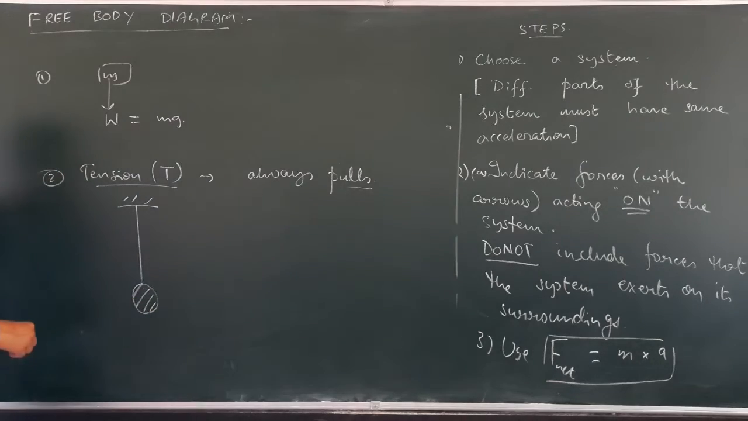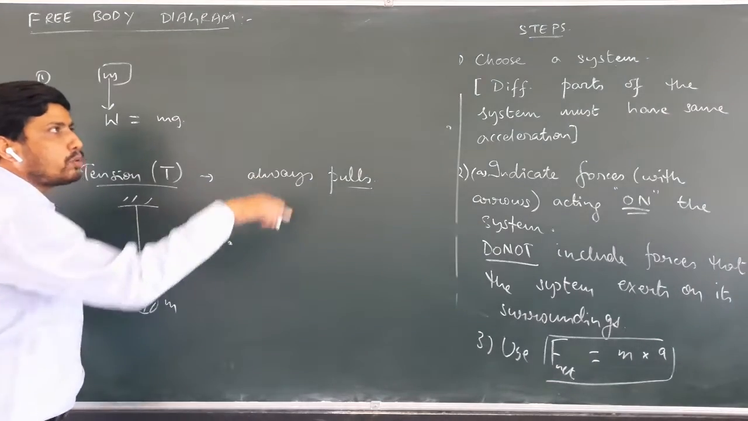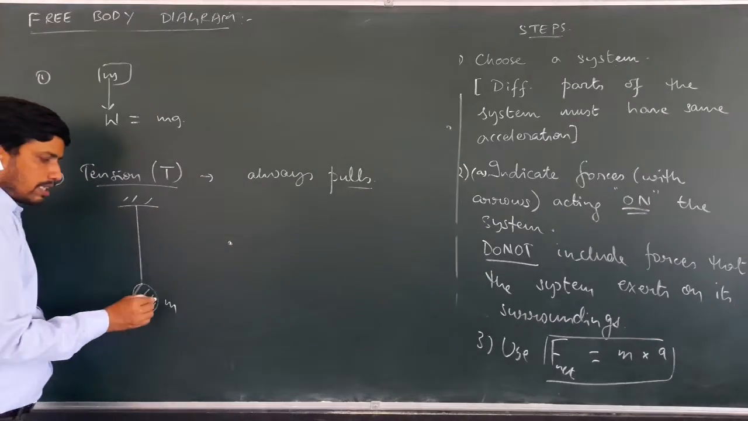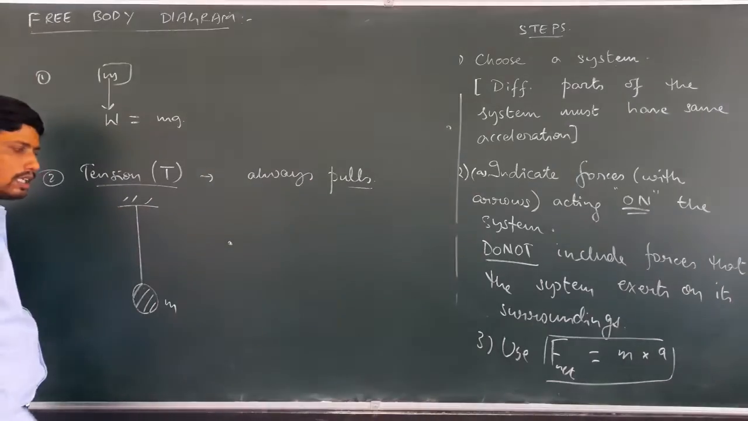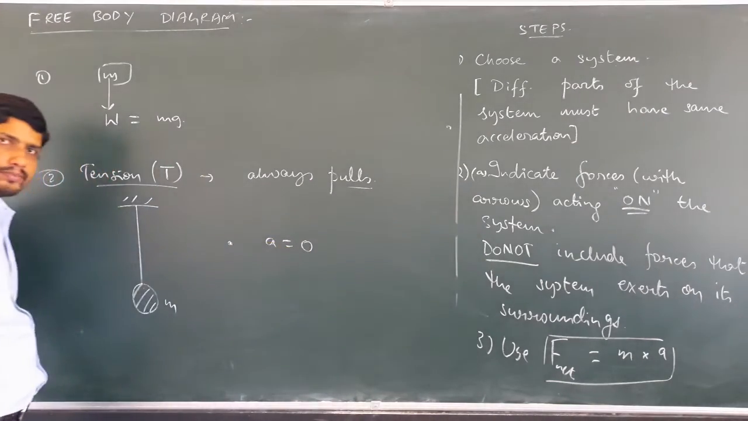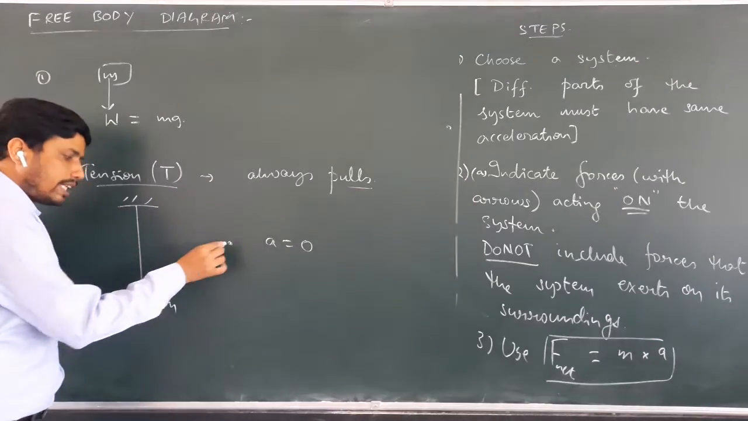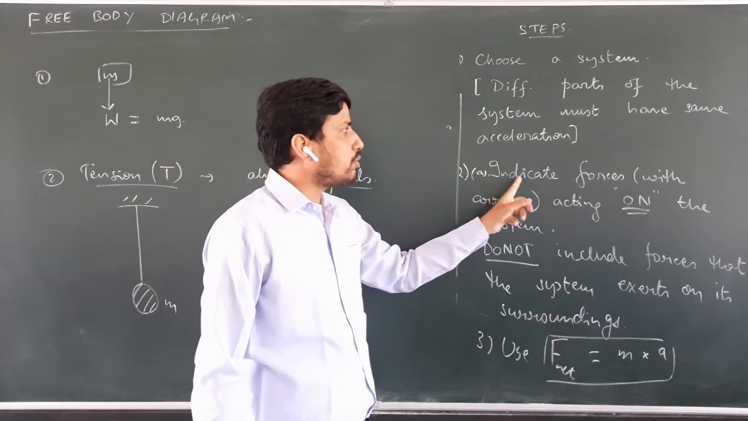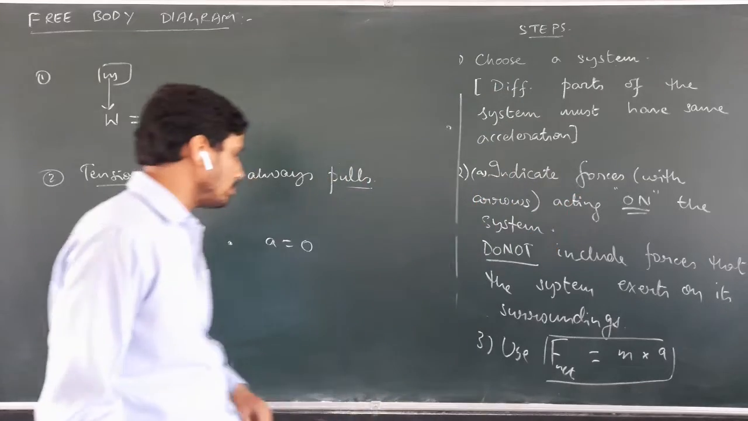This is the mass. Suppose its mass is m. I want to draw the free body diagram of this mass. So I have represented it by a dot. It is at rest. Rest means its acceleration is 0. Now what are the forces acting on this mass? I have to choose a system. I have chosen the system. Now I have to indicate forces acting on the system.